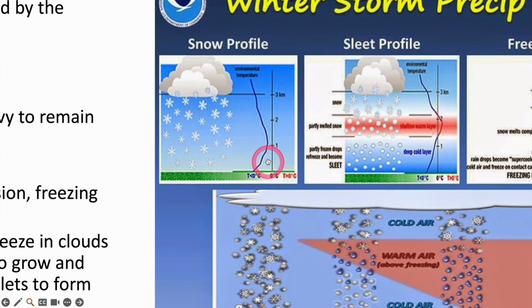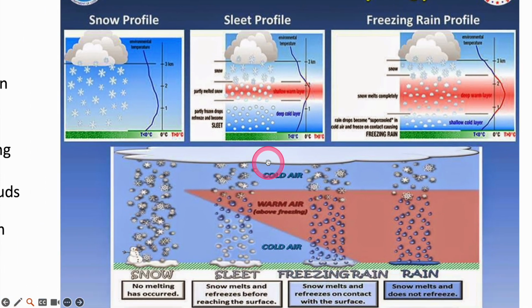So it makes a little bit more sense looking at this table here to the right. So when snow falls, precipitation remains frozen all the way to reaching the ground. Something like sleet, snow falls, melts, refreezes again, and reaches the ground as sleet. And then freezing rain goes through a deeper warm layer and then a shallow cold layer. And so there's a moment where that thaws and then refreezes as it reaches the ground.